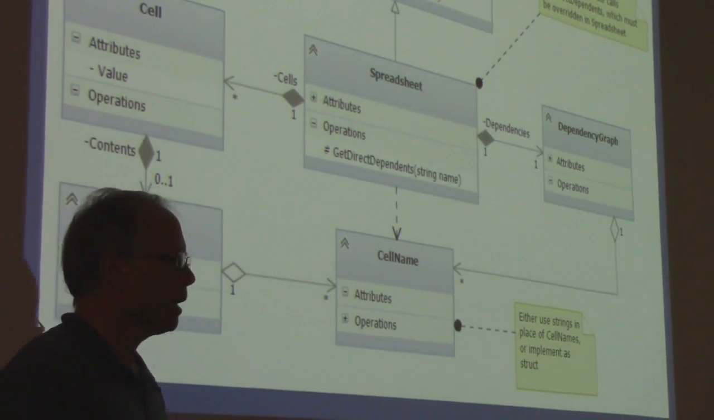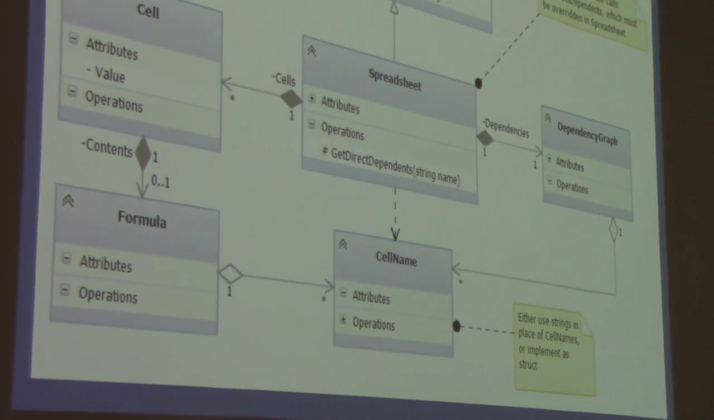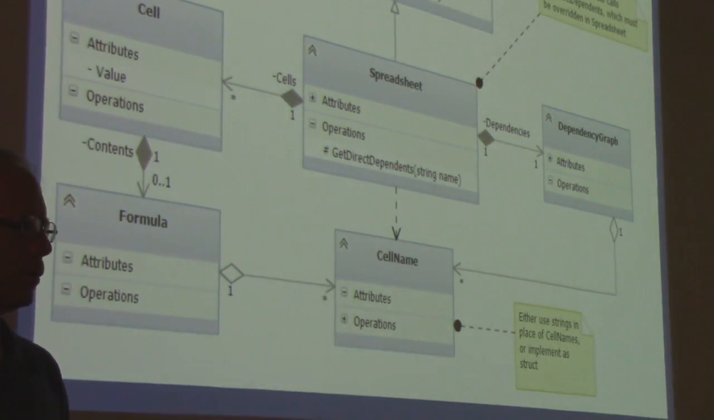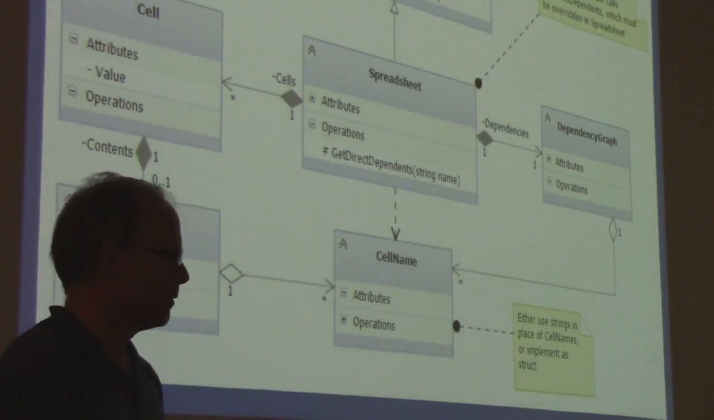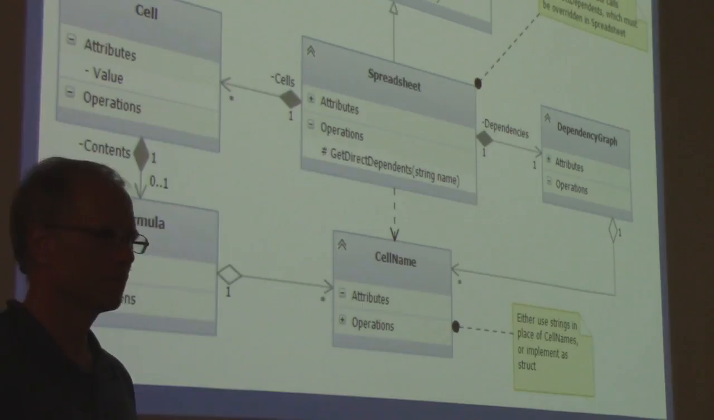So when you look at my detailed specifications for the spreadsheet class, value and content are not words I throw around casually. They're not interchangeable. They mean something. Okay?